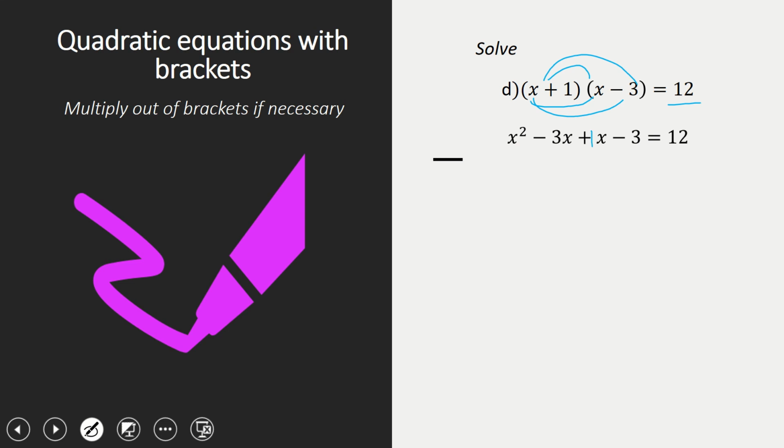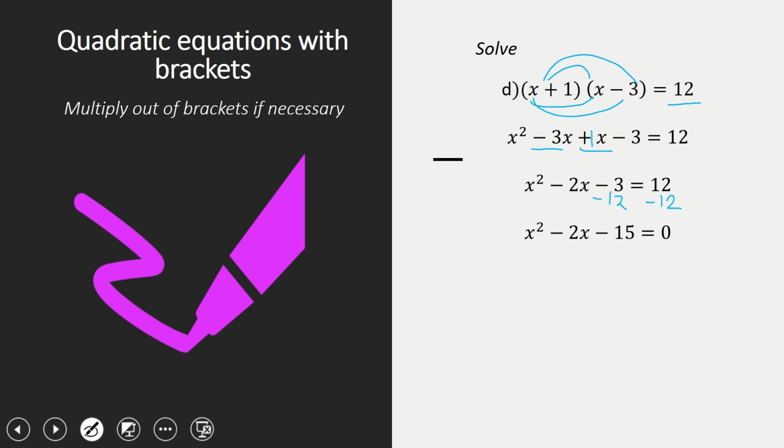Alright, you need to make everything simpler and add and subtract the like terms. Like terms are the things which are the same. So the minus 3x and the 1x. So I will get x squared minus 2x minus 3 equals 12. Again, the right hand side needs to be 0. So I need to use the balance method. So if I'm going to subtract 12, then I will get minus 15.